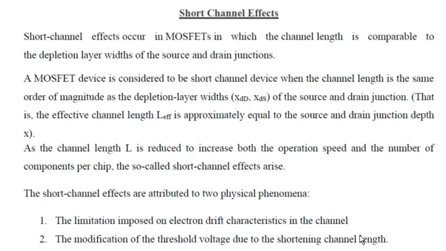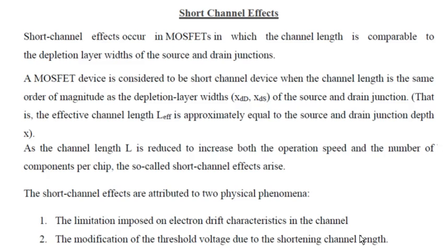Such a scaled down MOSFET channel is called a short channel, and its effective channel length L effective is approximately equal to the source and drain junction depth. That is, we are reducing the channel length to approximately the source and drain junction depth. As the channel length L is reduced to increase both the operation speed and the number of components per chip, the so-called short channel effect occurs.